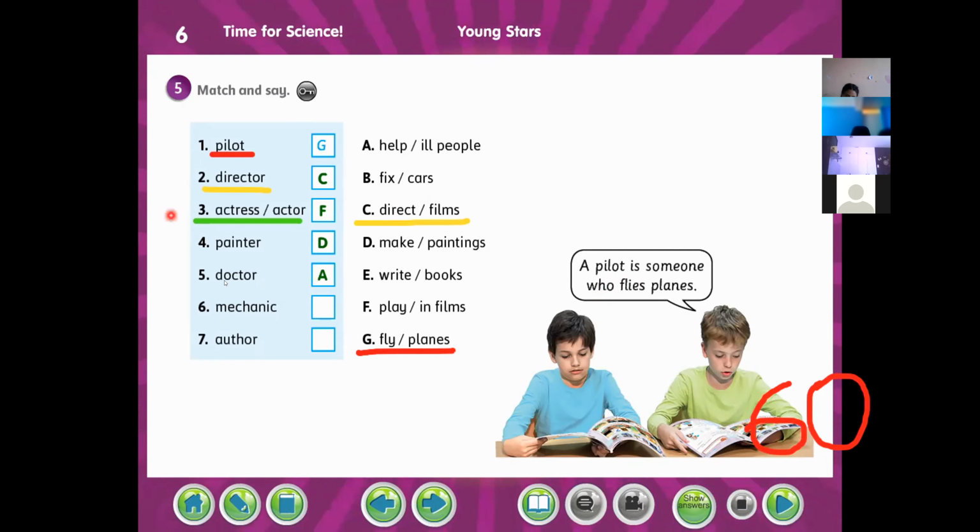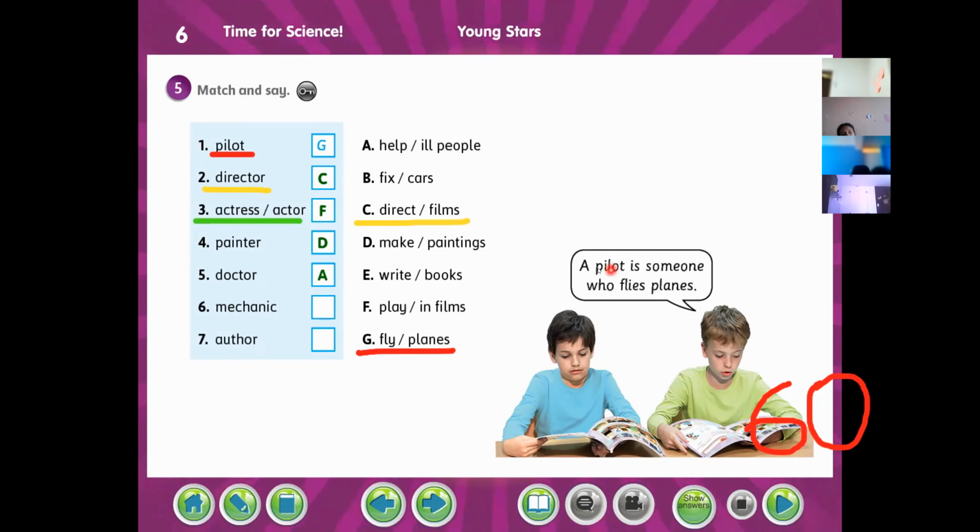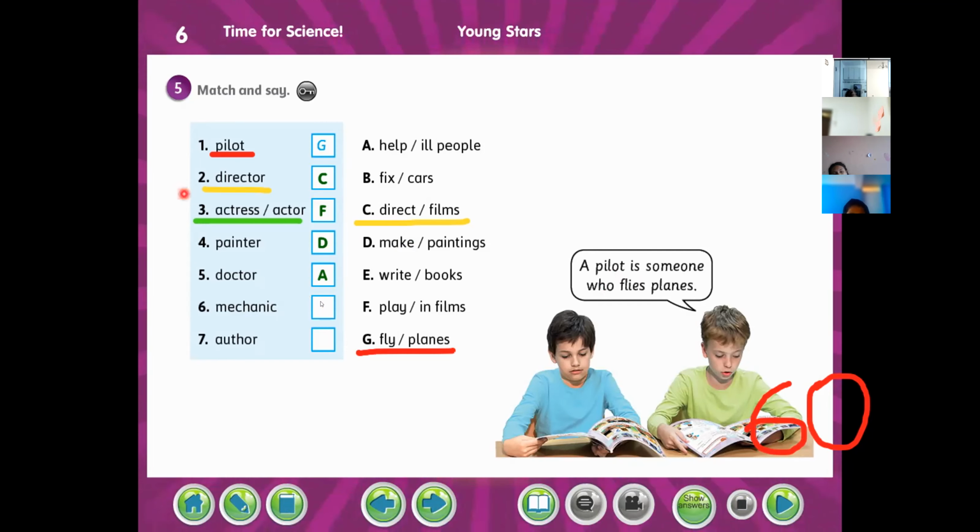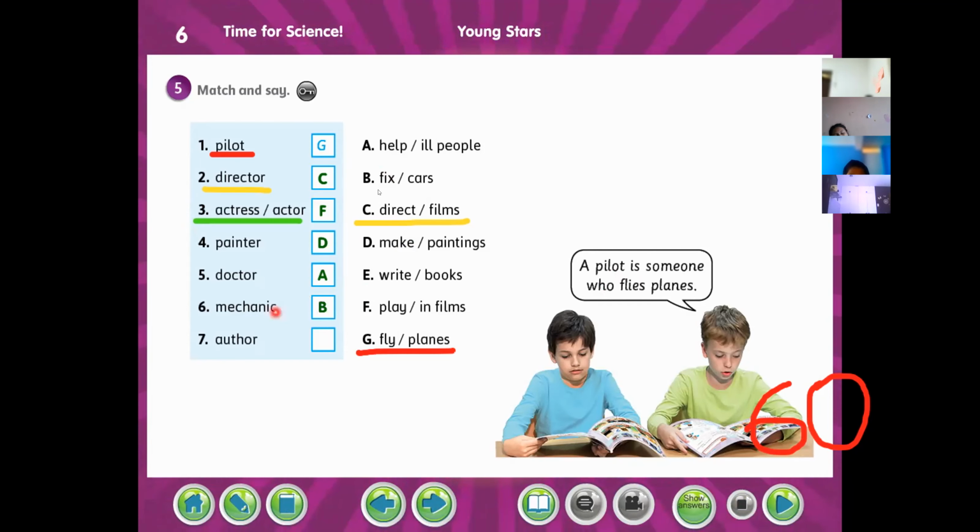Two more volunteers, please. A mechanic. Who is a mechanic? Different students, okay? Not the same. Tell me, Vladimir. A mechanic is someone who helps people. Teacher, the mechanic doesn't help people, okay? It's not help people. Fixes cars. That is the mechanic, he fixes cars.